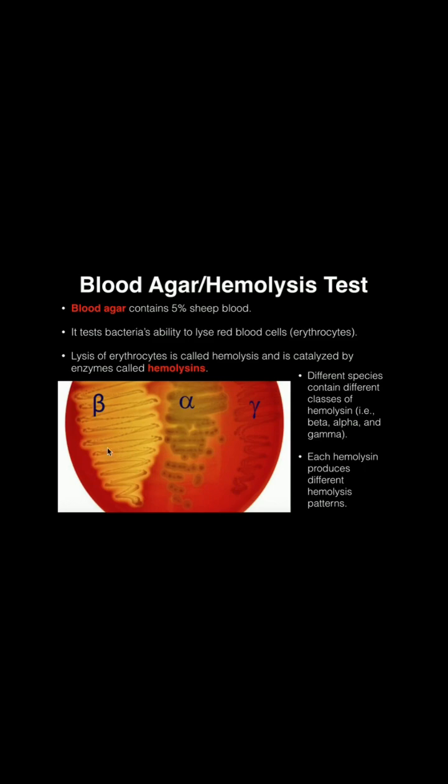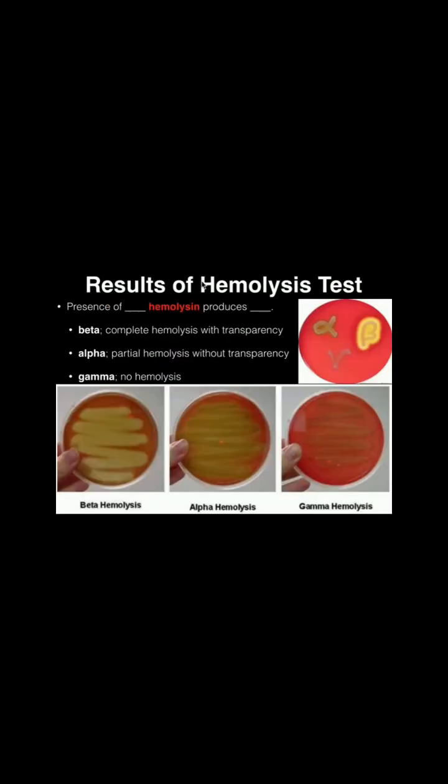So these are the results of hemolysis tests. Here I've got the presence of some type of hemolysin, and we're going to look at what the pattern is. If we have what's called beta hemolysis, let's look over here first at this beta. Where my mouse is, the kind of tan region right here, that's actually the bacterial smear. That's where they smeared the bacteria.